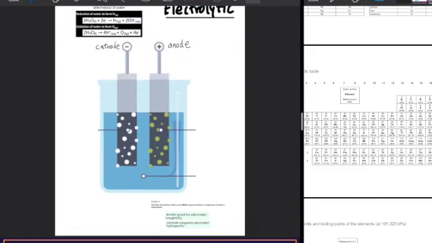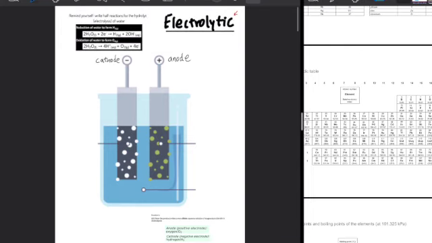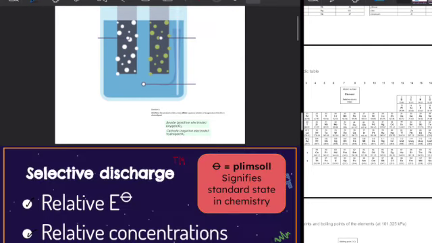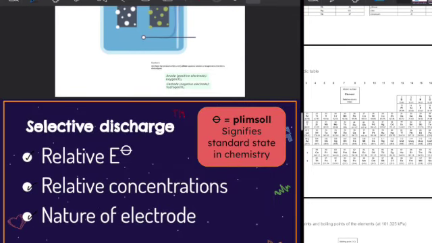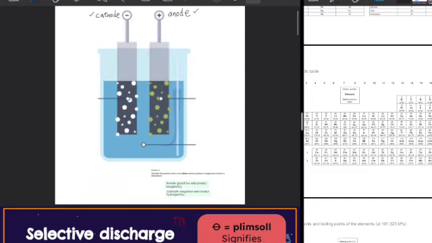This usually happens because we're in solution, so either the hydrolysis or electrolysis of water can happen, or the electrolysis of whatever salt you have that's in solution can happen. And so you get two reactions at the anode, two reactions at the cathode, and you have to decide who wins, which one actually happens, based on these three factors: electrode potential, relative concentrations, nature of electrode.